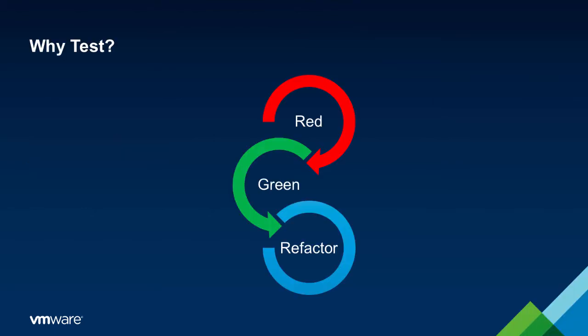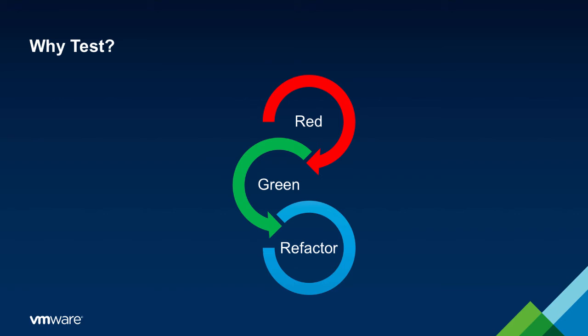There's this concept of red-green refactor when it comes to test-driven development, also called TDD, where we write specifications for what we want our code to do as tests, and then we write the code to satisfy that test, and then we can go and make the code better and faster. So they call it red-green refactor.